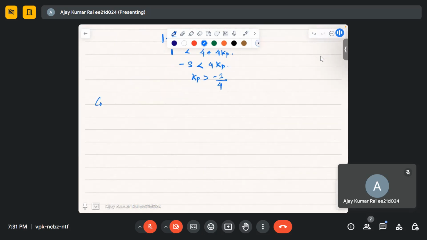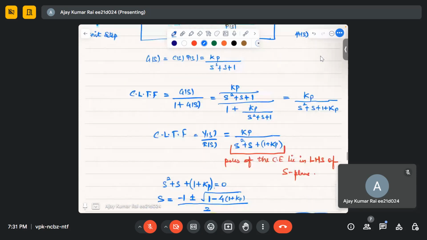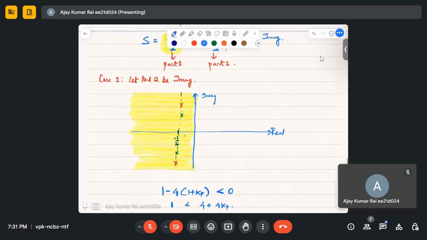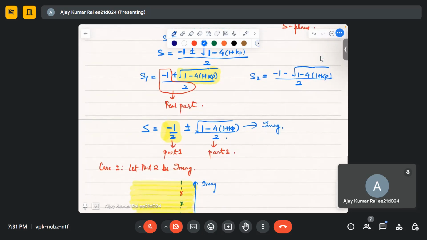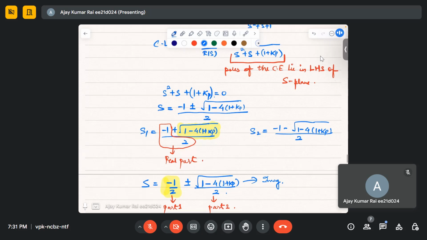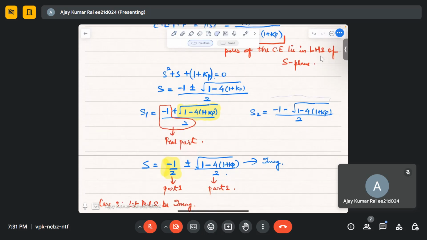Okay, let's take another case also. Case 2. What is happening in case 2? What can happen is that the value in the root is not negative. It's greater than 0, right? It's greater than 0. So let me again write this term.